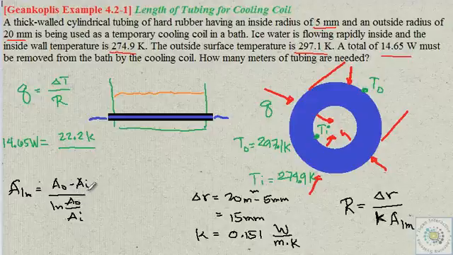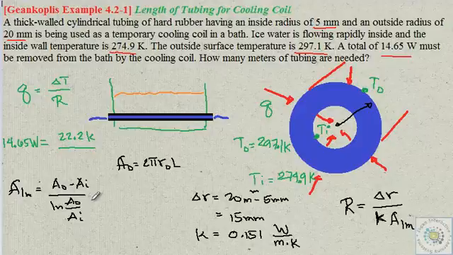Now, what is the outer area? AO will just be 2 pi RO times L, where, of course, RO is the outer radius, this radius we're talking about. And L, we don't know yet because it's what we're looking for. We're looking for the length needed to provide this heat transfer. Of course, L here will be a variable. RO, we know, is equal to 20 mm.